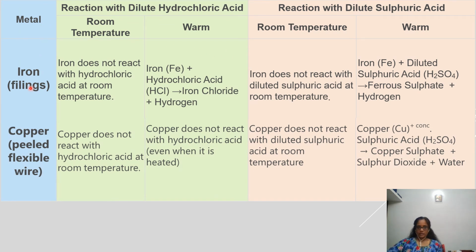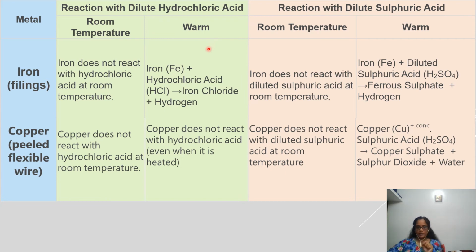Next metal is iron filings. Iron filings means small pieces of iron, not a powder form, just small bits of iron. So that is called iron filings. So here we use dilute hydrochloric acid. Iron does not react with hydrochloric acid at room temperature. So at room temperature, iron does not react with dilute hydrochloric acid.